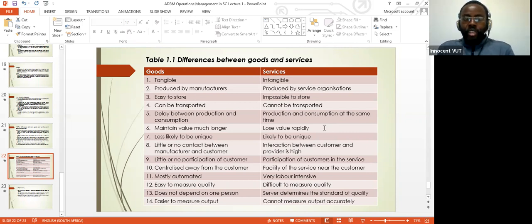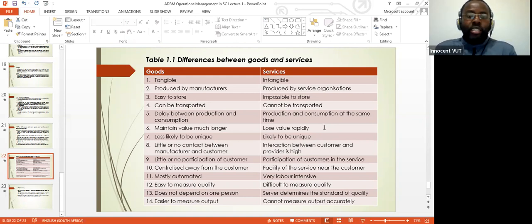Number 12, it's easy to measure the quality of goods. It's very, very easy to measure the quality, and it's difficult to measure the quality of services. We are not saying it cannot be measured, but it's difficult. It can be measured maybe using surveys where customers provide feedback, but it's very difficult to measure quality under services.